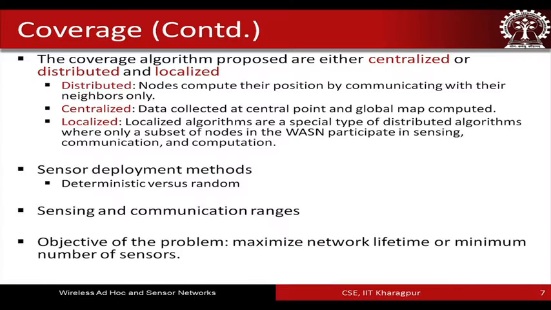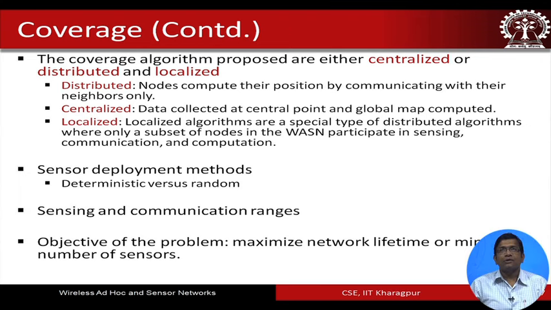So, these are the two different types of sensor deployments. And the objective of the coverage problem is to maximize the network lifetime or minimize the number of sensors that are deployed. So, that is the overall objective of the coverage problem.